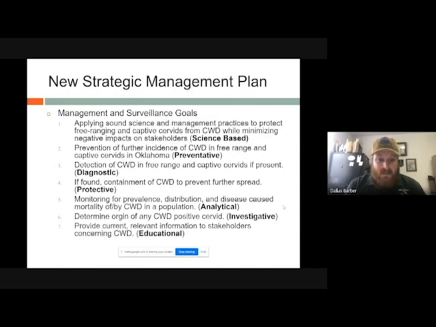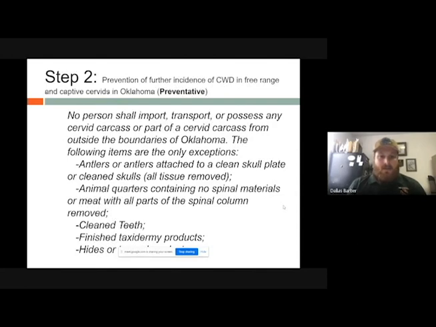It's going to be science-based, preventative, diagnostic, protective, analytical, investigative, and educational. And that's where this step two, that's where this regulation comes from. Step two is prevention of further incidents of CWD in free range and captive cervids in Oklahoma.